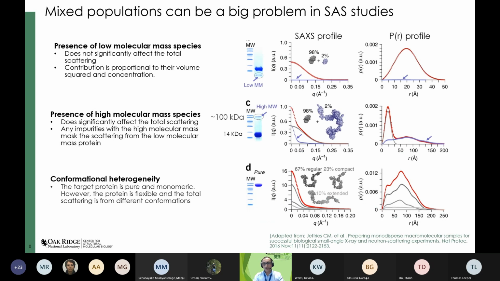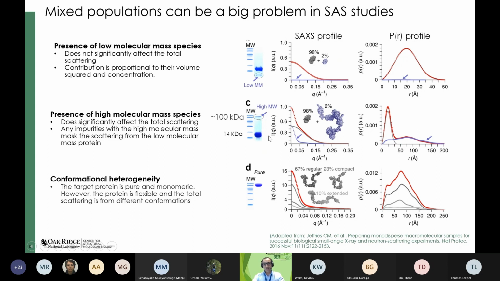So here are some issues that I want to highlight: when you have samples with impurities or mixed populations, how those affect our data and the way that they manifest. If you have a low molecular weight species, for instance here we have 2% of low molecular weight species, it's not going to cause too much interference in our data, because our dominant scattering species is our target protein or target molecule, and it does not affect our P(r) profiling too much, for instance.